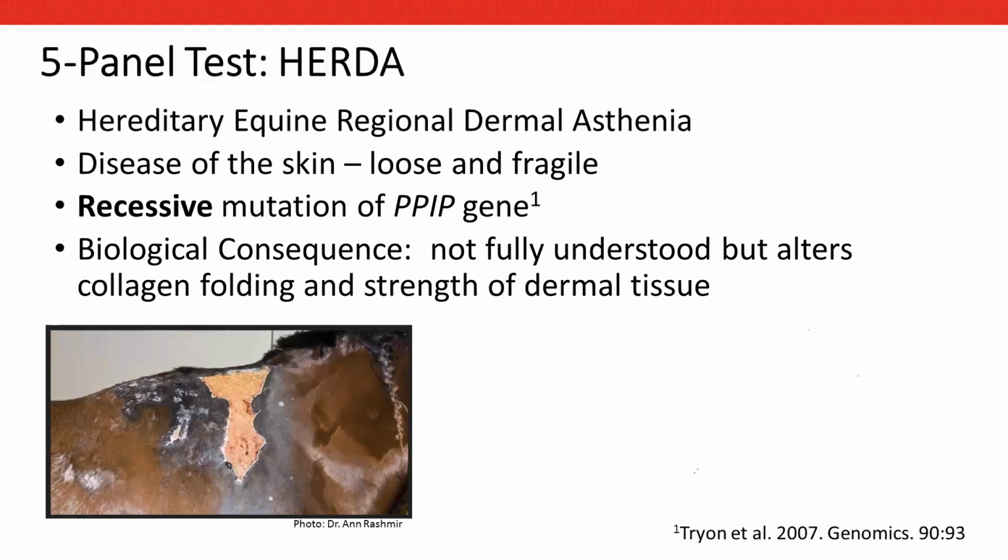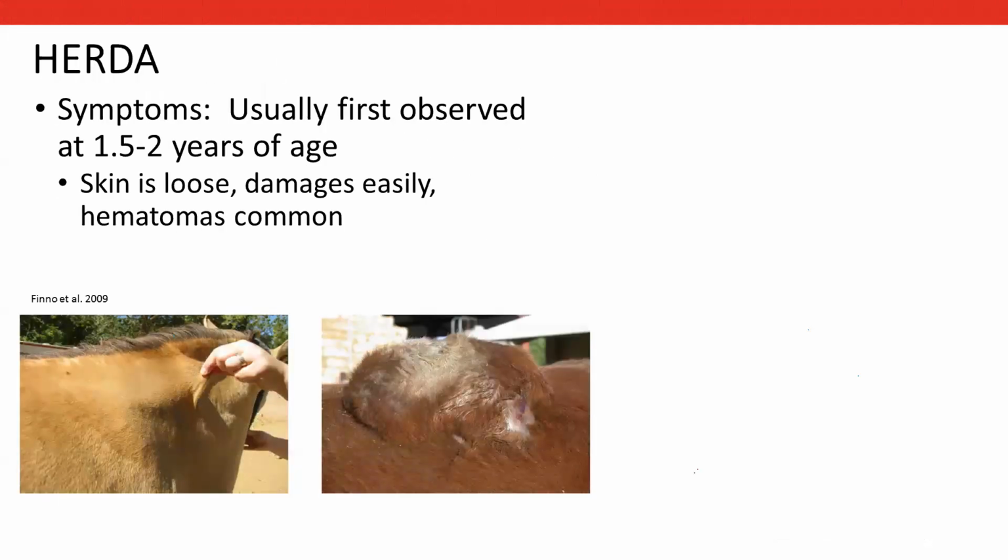What this gene does is not completely understood, but it alters how collagen is folded and the strength of that dermal tissue. So collagen is very important in connective tissue and in the epidermis, and this gene is altering its function. So usually your skin, if you pull skin on your horse, it should snap back, it should be elastic. In this case, it isn't. The skin damages very easily, and hematomas are common.